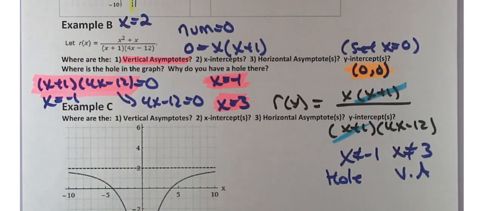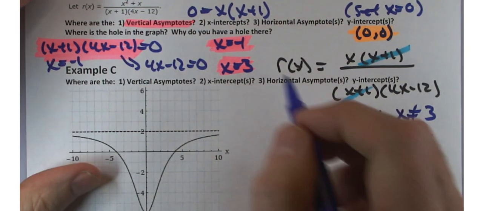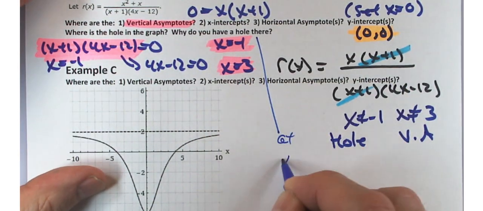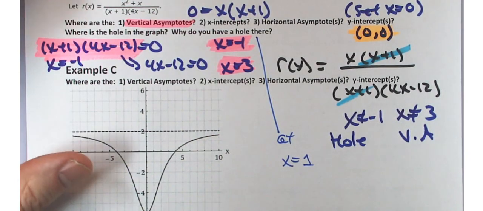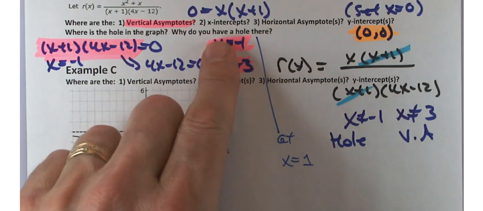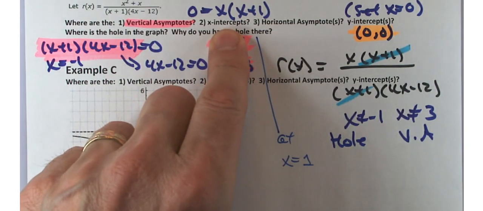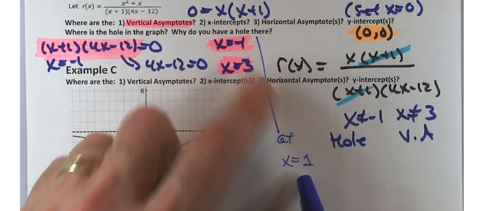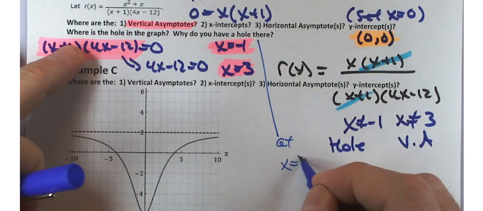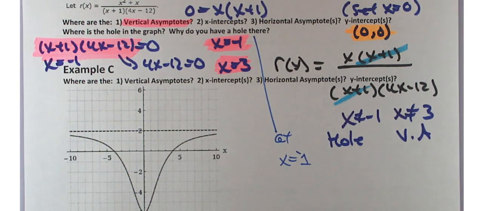All right. So what do we got here? Does the graph have a hole? Yes. At x equal 1, the graph has a hole. Our x-intercepts, well, there was one of them that was at 0. At x equal 1, we had a hole. Actually, this should be negative 1.